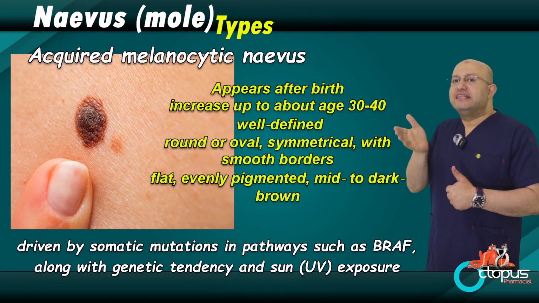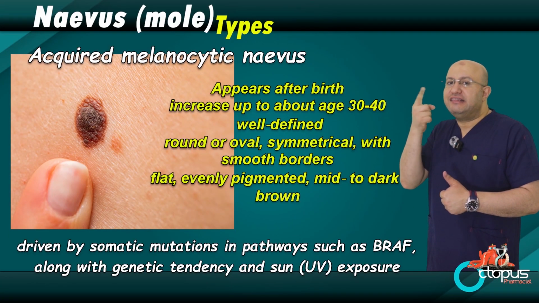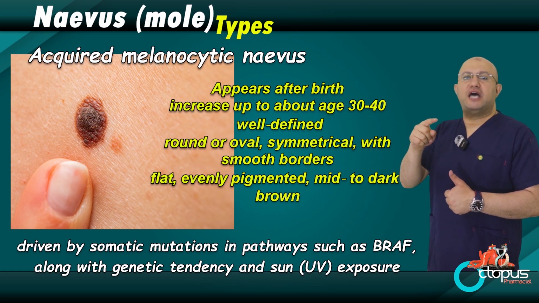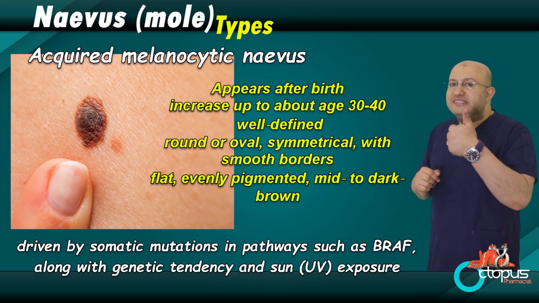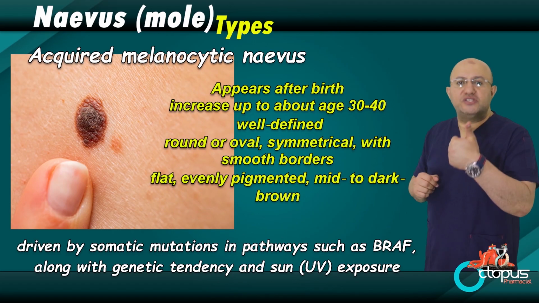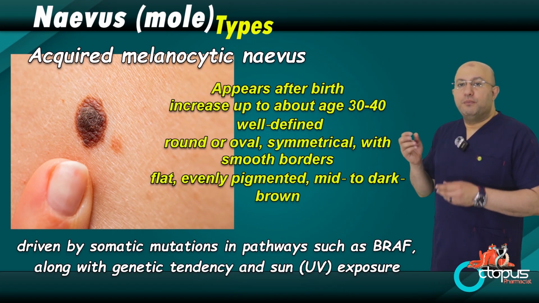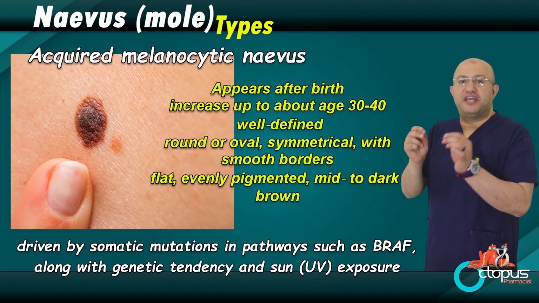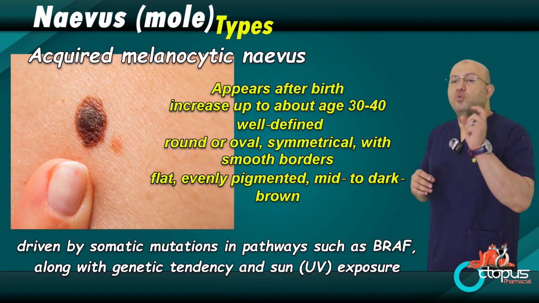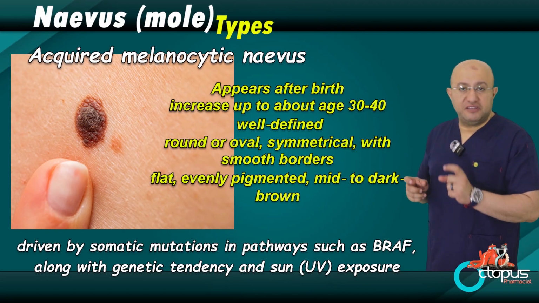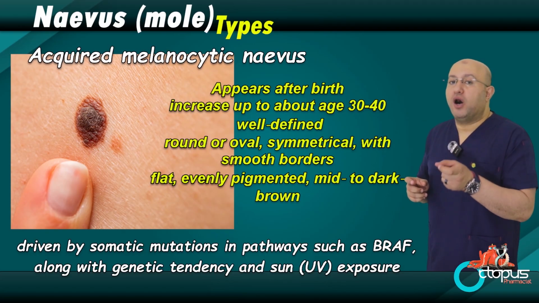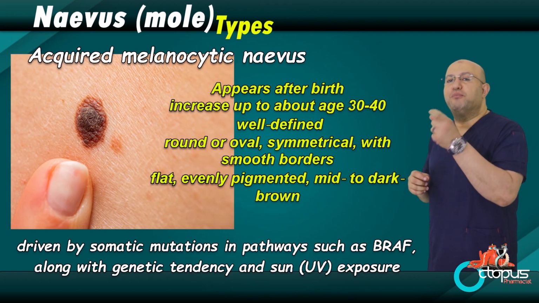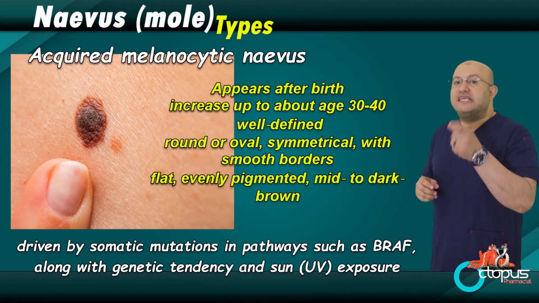Acquired means a person is not born with it. It develops later in life after certain changes affect the genes inside melanocytes, the pigment-producing cells of the skin. This type is usually small, often less than 6 millimeters in diameter, with a very regular, even shape, clear borders, and a uniform color, usually light to dark brown, and sometimes slightly darker than the surrounding skin.